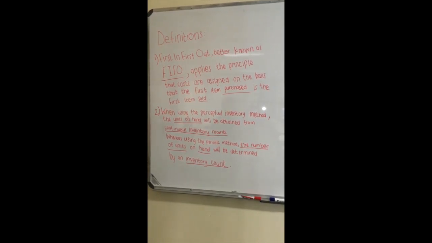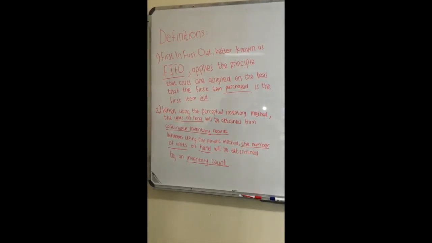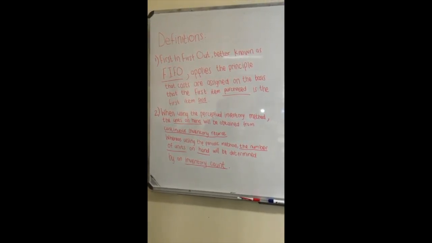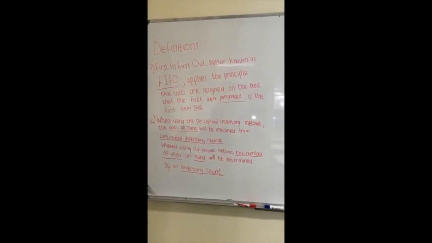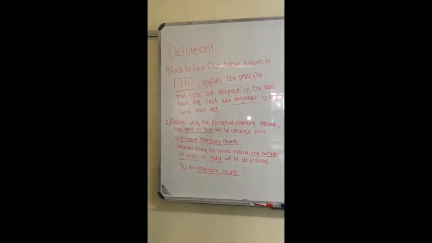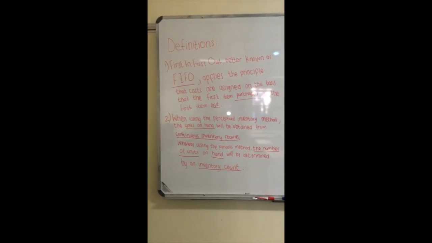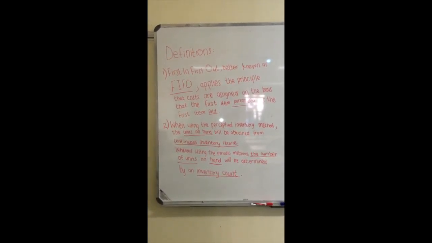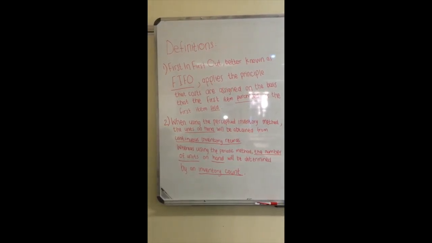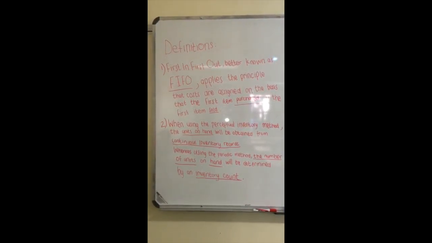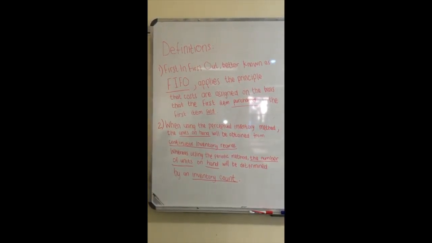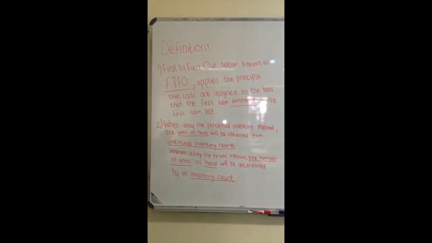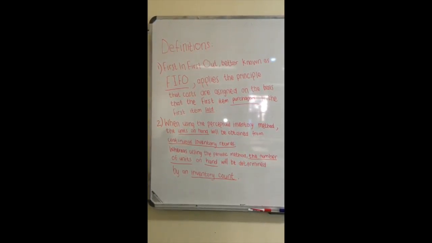These are the definitions you'll need to know for FIFO. First in, first out, better known as FIFO, applies the principle that costs are assigned on the basis that the first item purchased is the first item sold. When using the perpetual inventory method, the units on hand will be obtained from continuous inventory records, whereas using the periodic method, the number of units on hand will be determined by an inventory count.